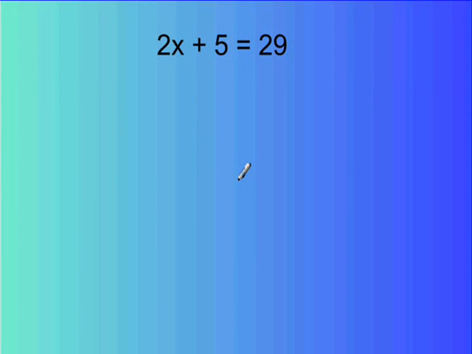Now let's try one last problem. 2x plus 5 equals 29. To isolate the variable, we have to get rid of the plus 5. The inverse of addition is subtraction, so we have to subtract 5 on both sides of the equal sign. This eliminates the plus 5 and gives us 2 times x equals 24.